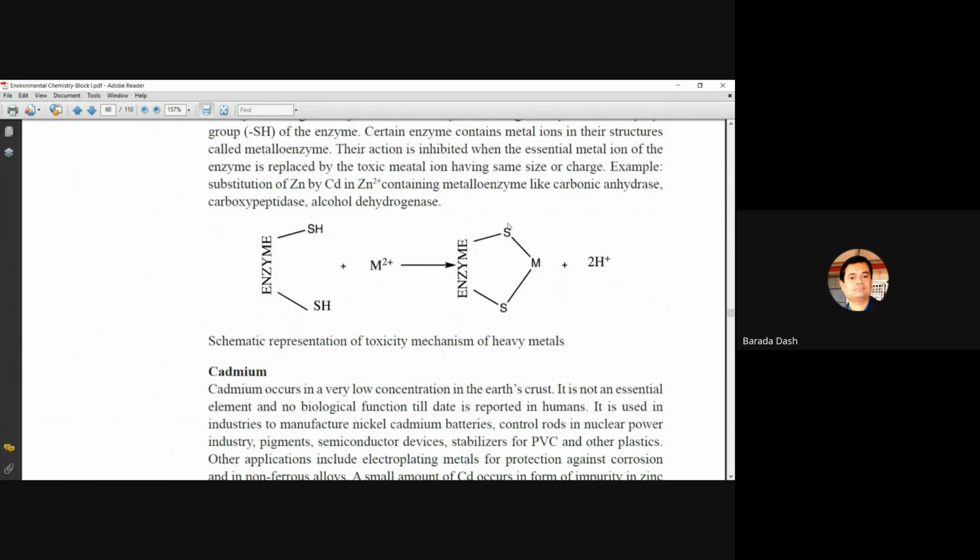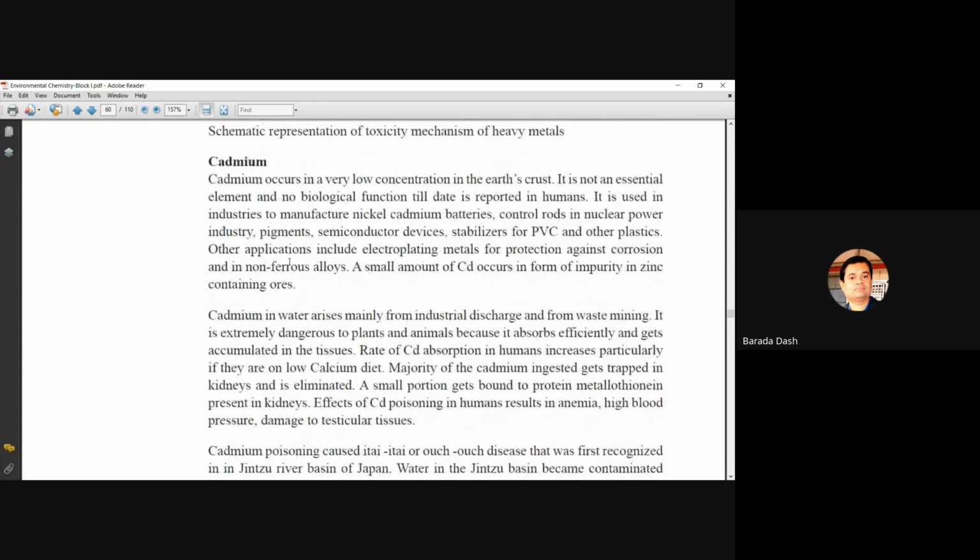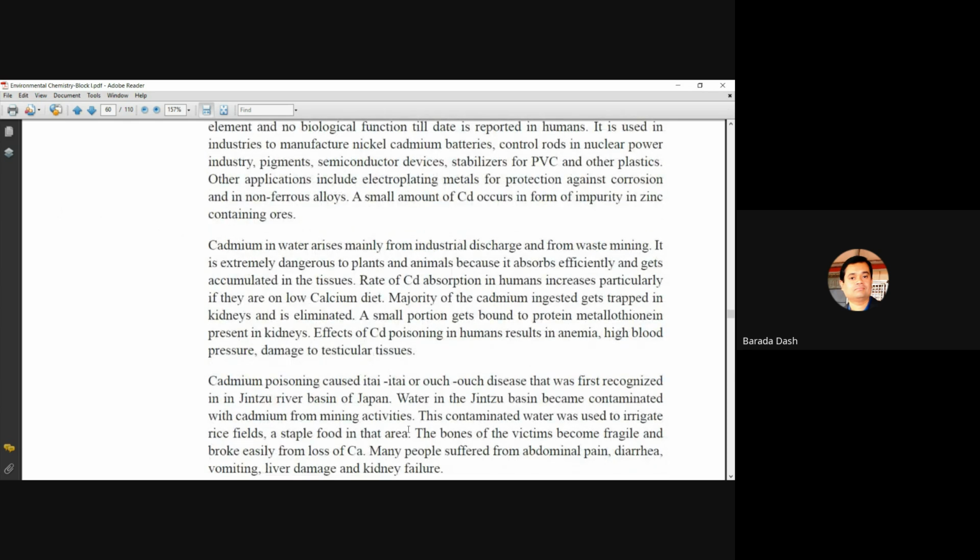So basically these are some of the metalloenzymes which are prone to heavy metal toxicity. See, there are sulfur groups, heavy metal is there, and they bind to that. That means toxicity. This is how the heavy metal imparts its toxicity. What are the important ones? Cadmium is responsible for Itai-itai disease.